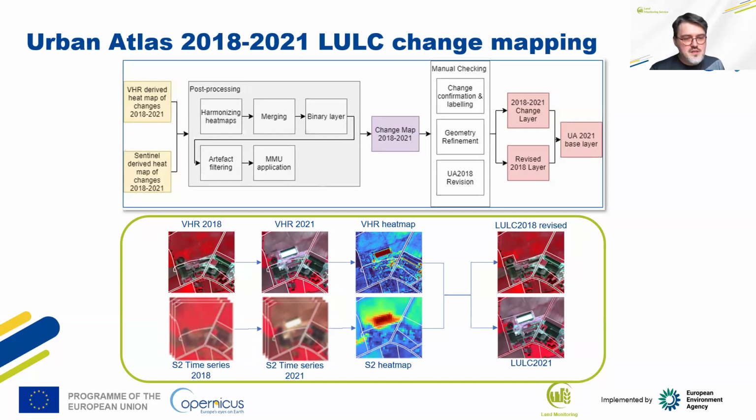Then our partner Gisbox performs a visual manual validation. They confirm or reject each candidate, improve labels, refine geometries to align with the previous product, and revise the year 1 product. So here, for example, 2018. When necessary, they revise to keep the database consistent and aligned with project specifications.